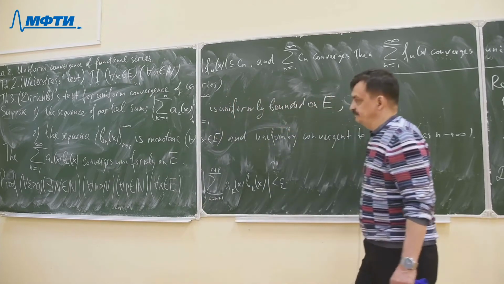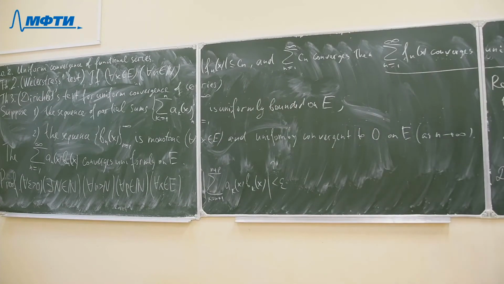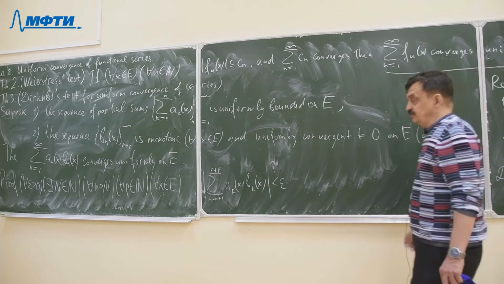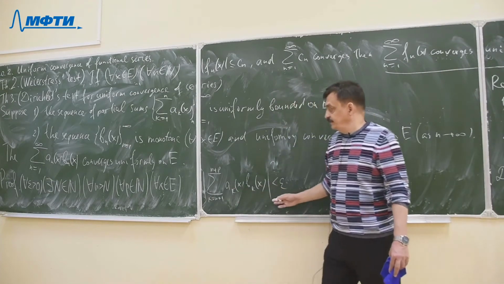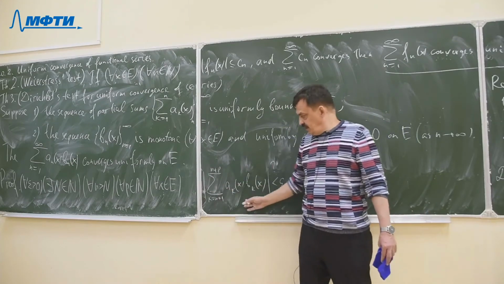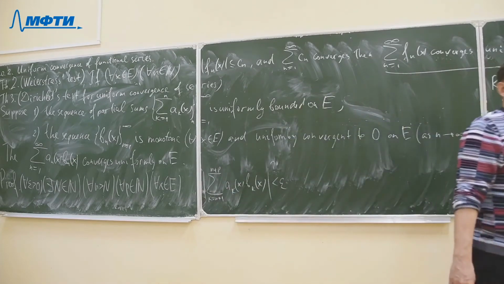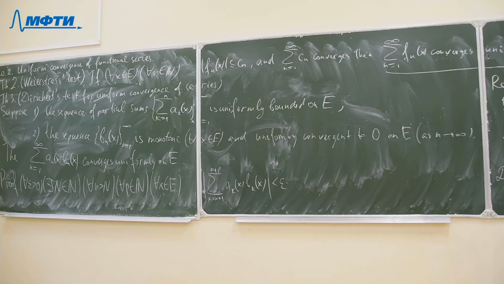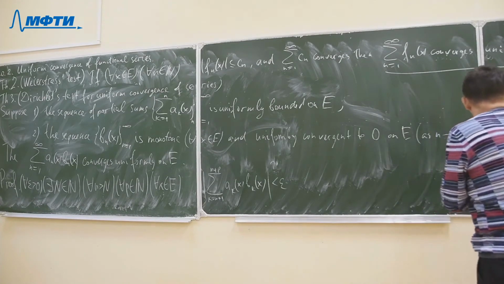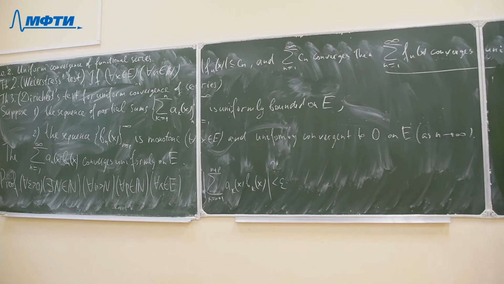That is what we want to prove according to the Cauchy criterion for uniform convergence. We need to estimate somehow such a kind of sum from n plus 1 up to n plus p. Okay, how will we do it?